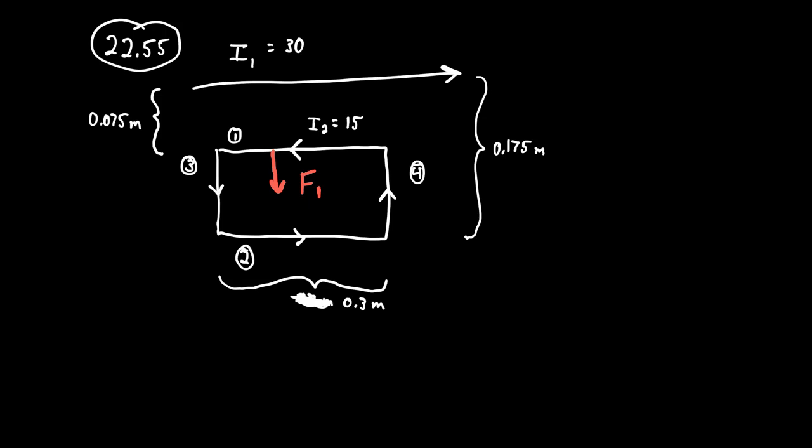That's because the currents are going in opposite directions. Now how about this bottom wire? That's going to the right. The top wire is going to the right. They're going the same direction. So this bottom one's going to be attracted. So it's going to feel a force pushing it up. That's F2.